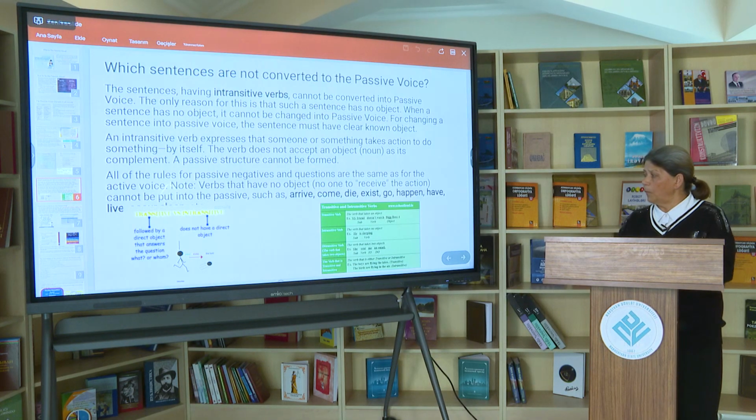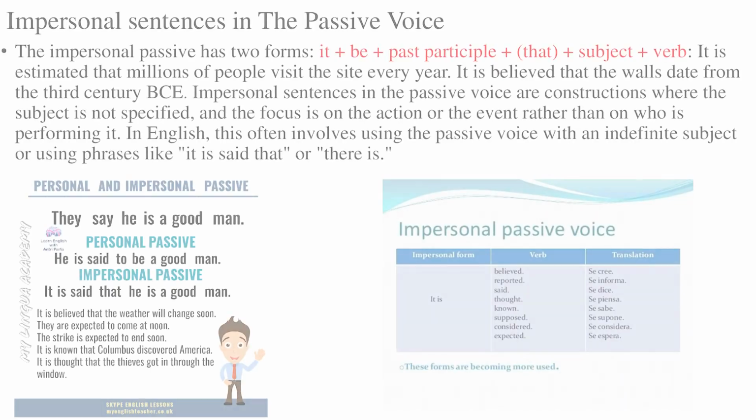Now I am going to give some examples. My friend does not watch Big Boss. Here we can change because Big Boss is the object. But in the second sentence, he is sleeping, we cannot change it into passive voice. Or she sent me an email. The passive voice will be in two ways: either I was sent an email or an email was sent to me.